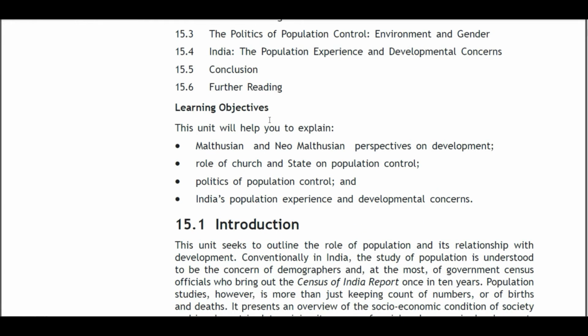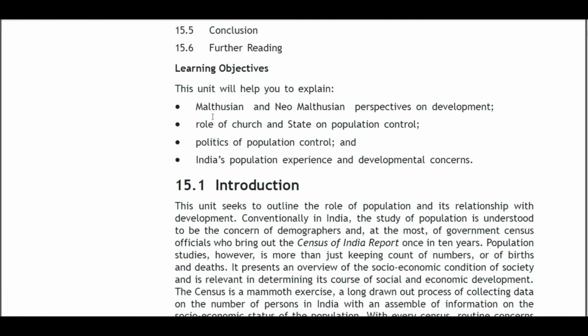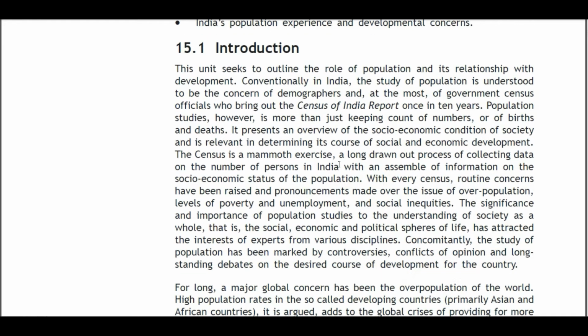Learning Objectives. This unit will help you to explain Malthusian and Neo Malthusian perspectives on development, the role of church and state on population control, the politics of population control, and India's population experience and developmental concern.